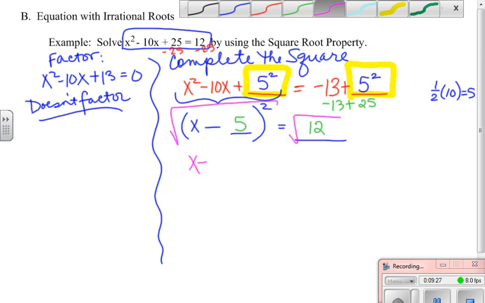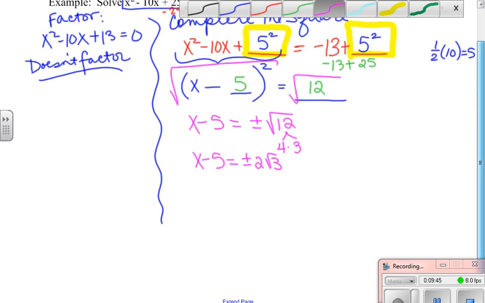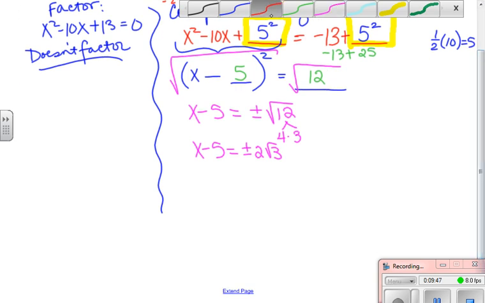So I have x minus 5 is equal to plus or minus the square root of 12. From the last unit, I know the square root of 12 is the square root of 4 times 3. So I have x minus 5 is equal to plus or minus 2 square roots of 3. I always want to do exact answers. So I have x minus 5 is equal to 2 square roots of 3, or x minus 5 is equal to negative 2 square roots of 3.